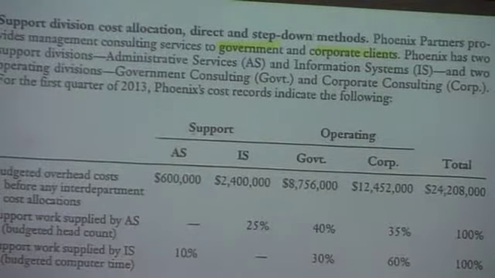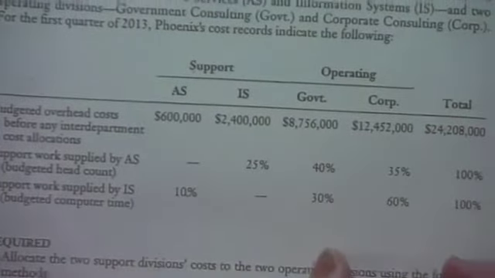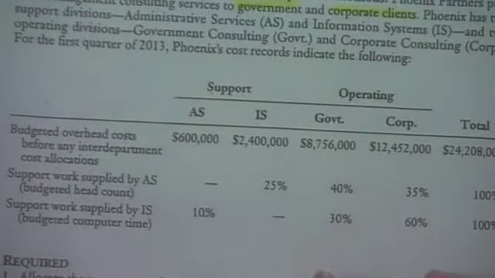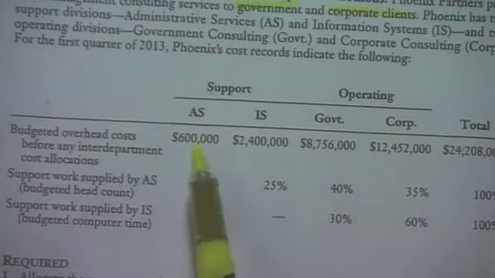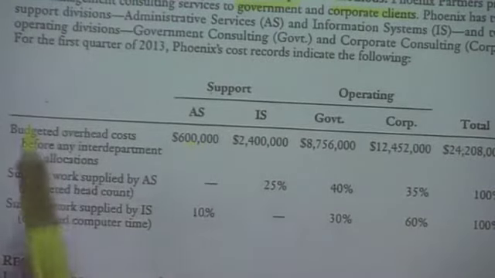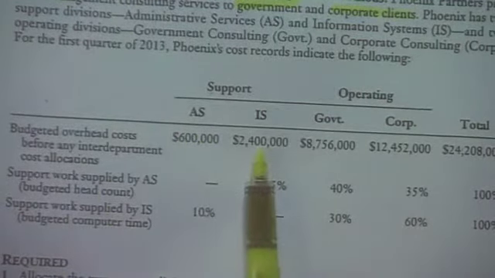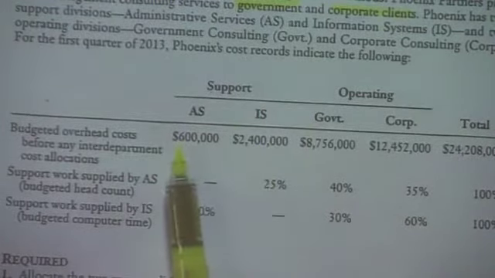Phoenix has two support departments, the admin services and the info services. Let's call them the AS and the IS. And two operating divisions, the government and the corporate consulting divisions of Phoenix operations. This is what's going on in the first quarter of 2013. We can see that each department has overhead costs. Here it's budgeted: $600,000, and you've got $2.4 million in the IS department, the info department, and this is $600,000 in the admin department.